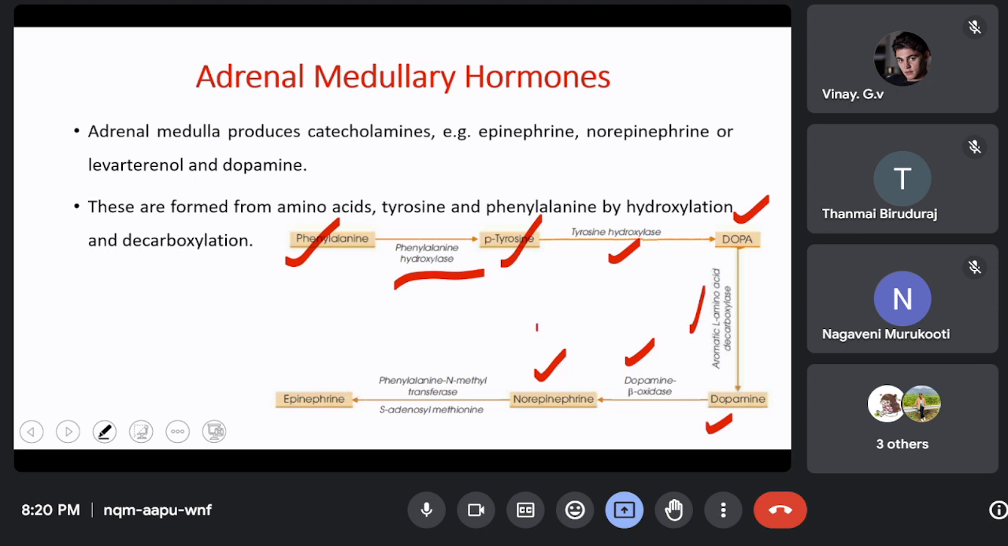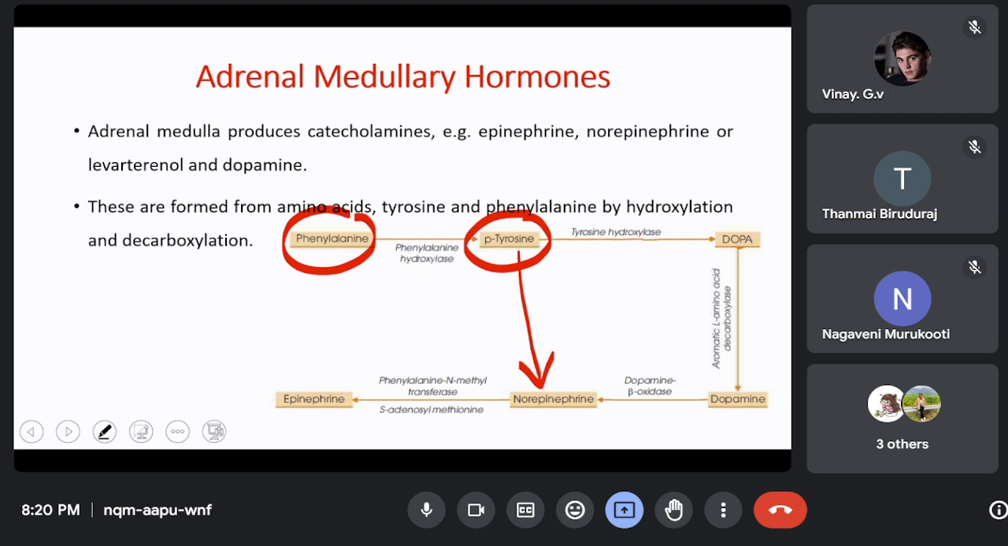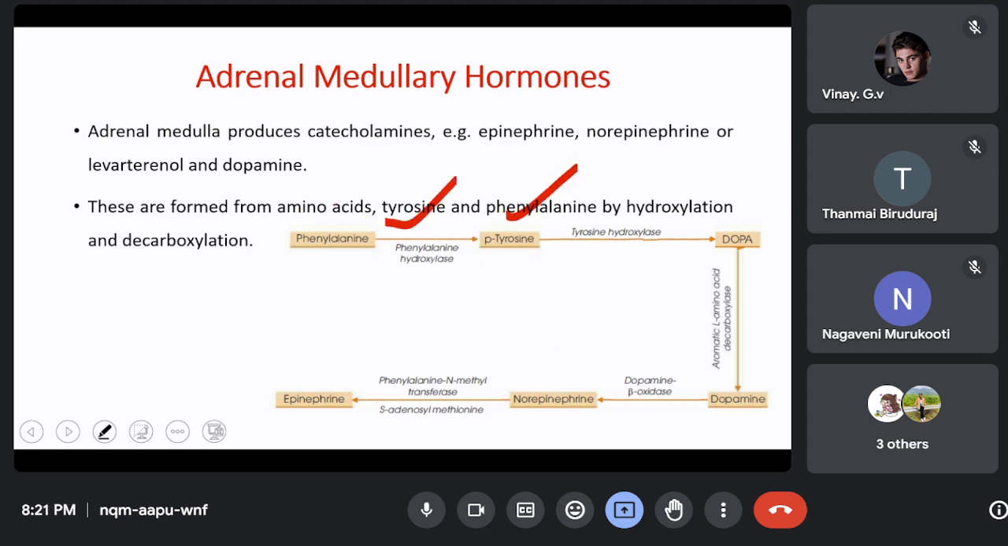That means norepinephrine is the first hormone that is produced in this pathway, which in the presence of phenylethanolamine N-methyl transferase is converted to epinephrine. So norepinephrine gives rise to epinephrine. These are direct descendants of the amino acid tyrosine. But actually tyrosine is derived from phenylalanine. Hence we say that these are derived from tyrosine and phenylalanine.